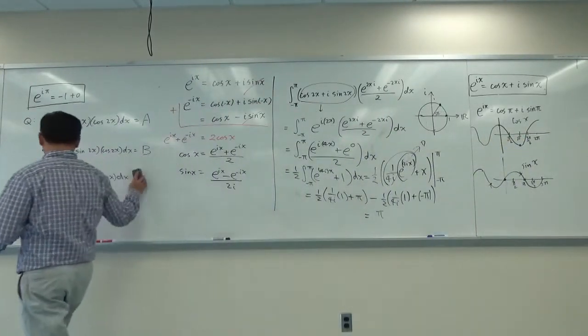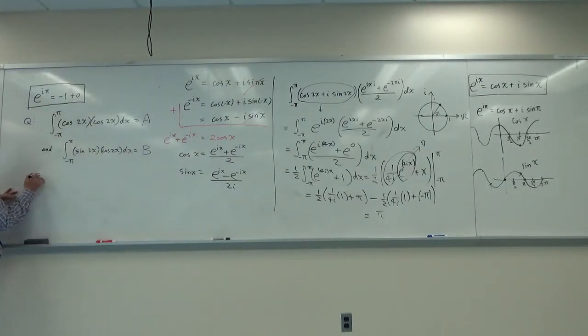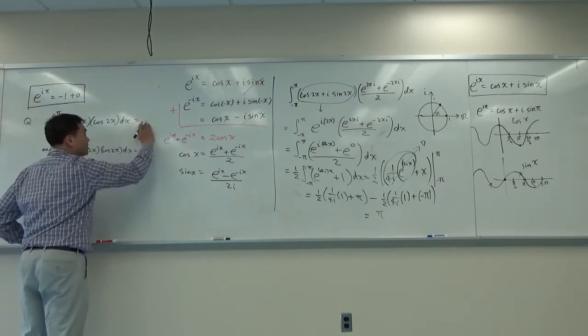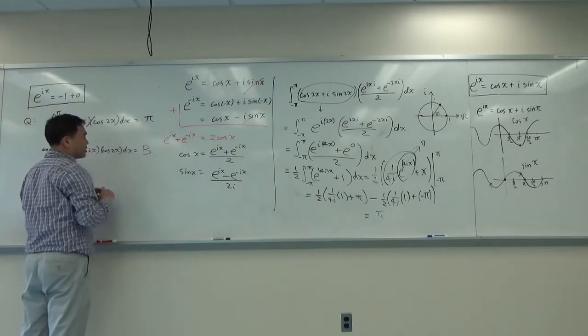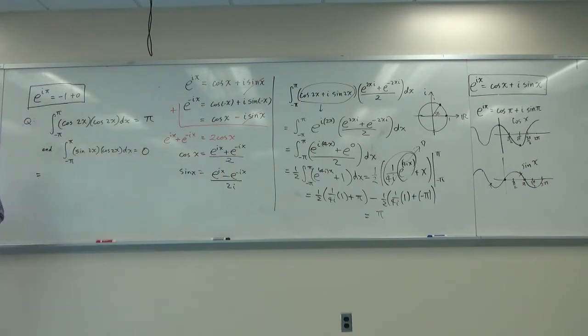All right, good. So what's the answer now? This will be pi. How about this one? This will be 0, because there's no imaginary part. It's 0i.